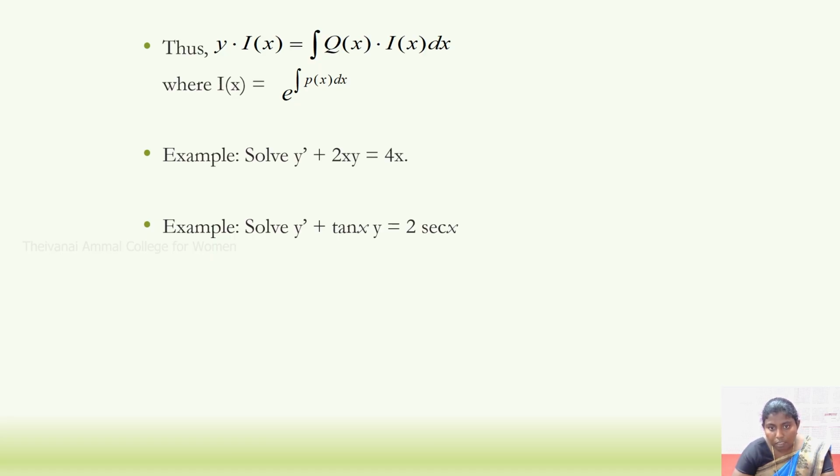An example is y dash plus 2xy is equal to 4x. This type of equation has the form dy by dx plus p of x y is equal to q of x. So in this example, what is the p of x? 2x. What is the q of x? 4x. So we substitute the values and we get the general solution.